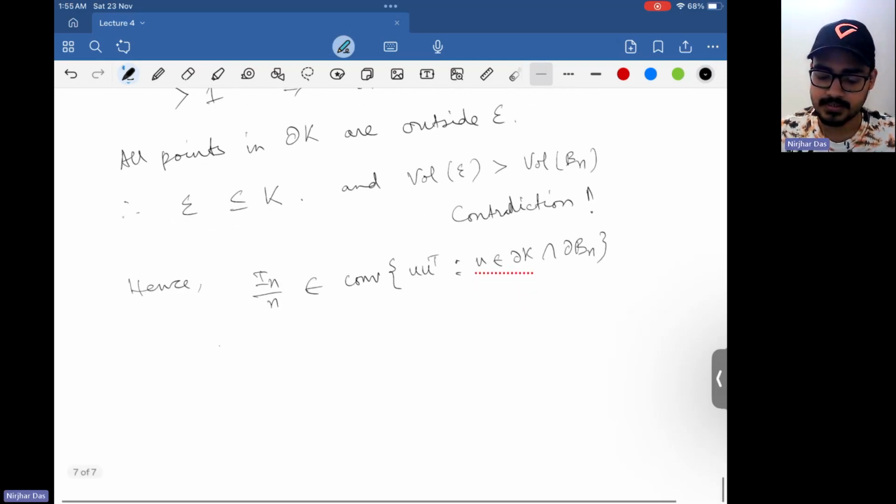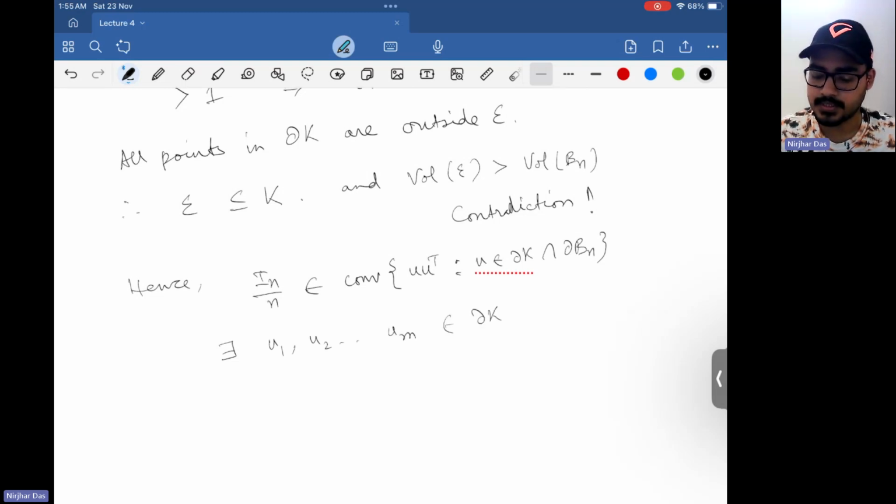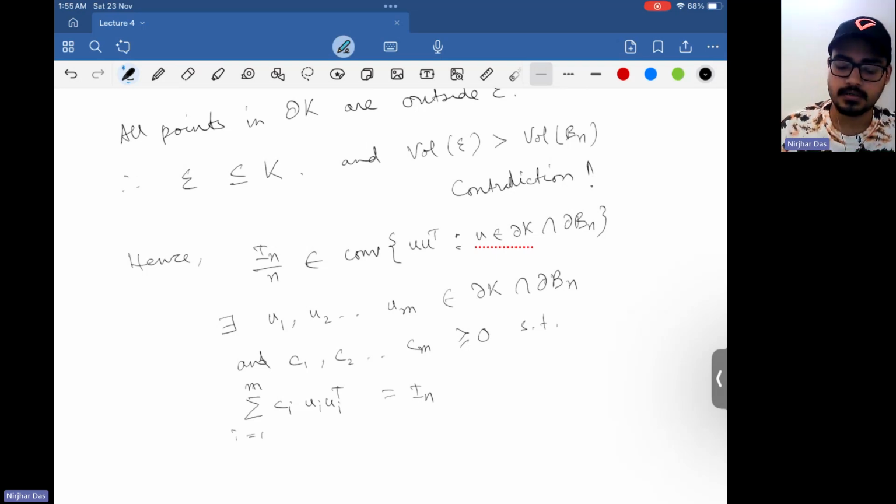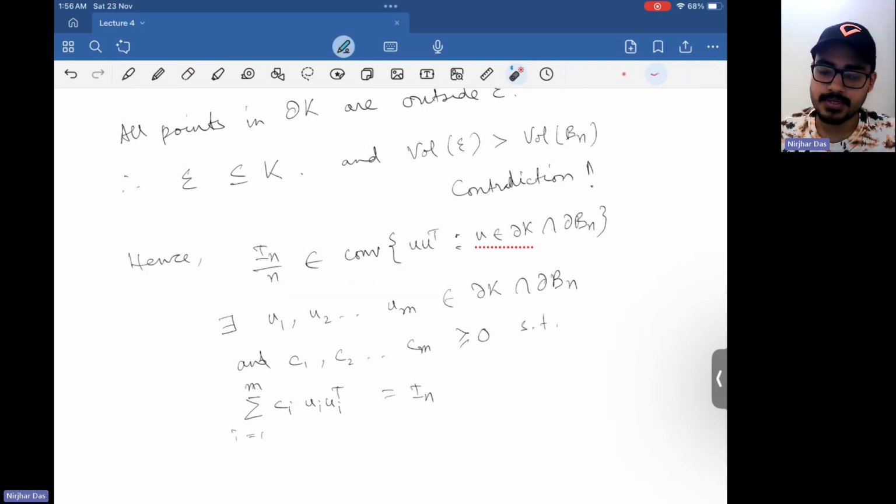So specifically, this means that there exist U1 to UM belonging to delta K intersection delta Bn, and C1 to Cm greater than or equal to 0, such that summation Ci Ui Ui transpose equals In. And here the fun thing to note is that by Carathéodory's theorem, the M does not have to be too large. Essentially, you need M to be as large as the dimensionality of these vectors, right?